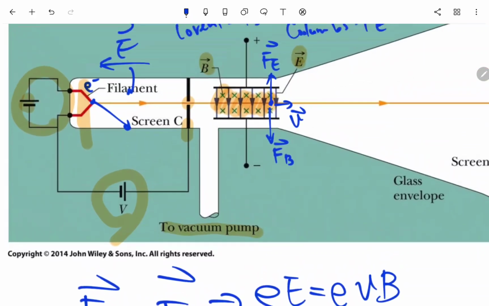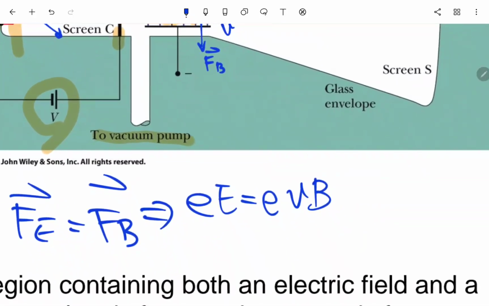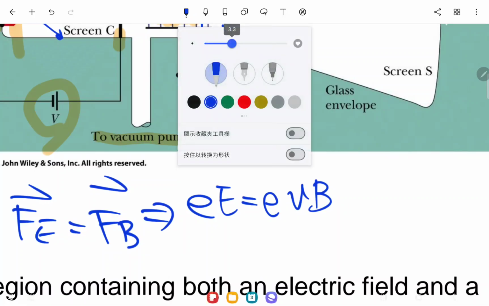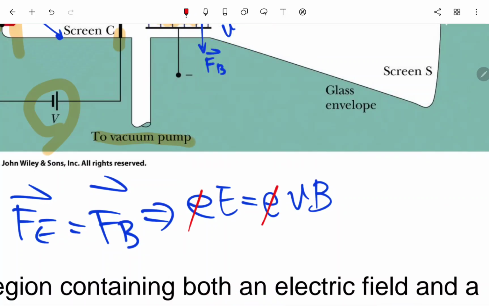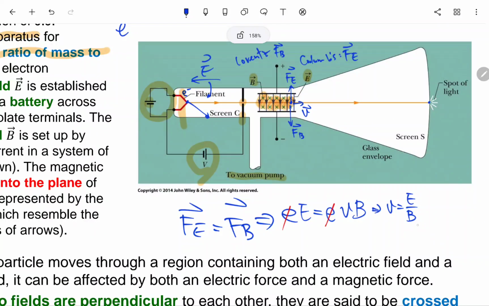Here we also assume that V and B are perpendicular to each other, so sine of 90 degrees is 1. So here we can just cancel this e and e. It turns out to be V equals E over B. So what we need to do is make sure that the magnitude of the E field and B field give this velocity.